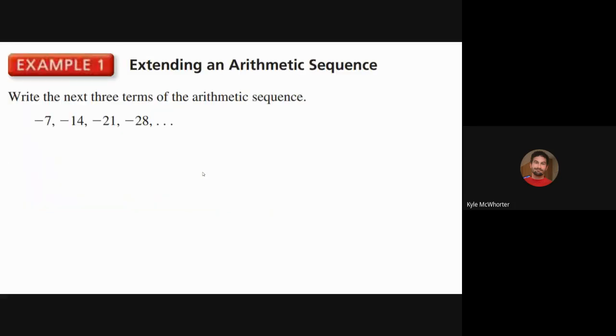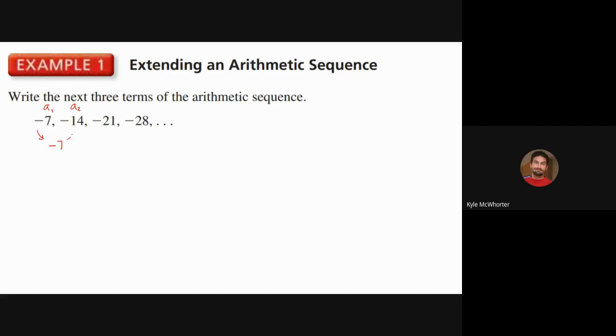Okay, so here's a quick example. Write the next 3 terms of the arithmetic sequence. Well, let's analyze this sequence. To go from A sub 1, the first term, to A sub 2, what happens? How much does it go up or down by? It goes down by 7. It's like we're subtracting 7, right?